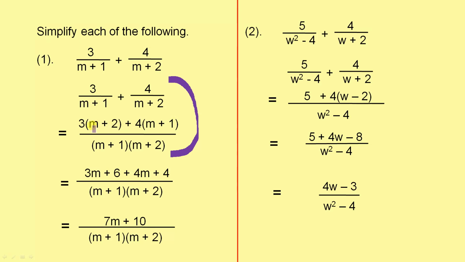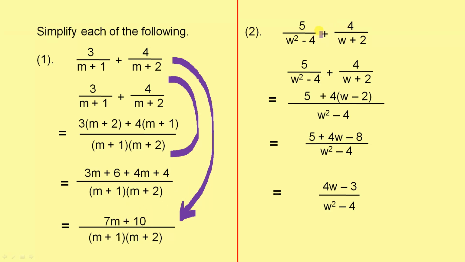So basically that's the answer. However, we expand the numerator and that gives us this line over that one. When we simplify that expression, we get 7m plus 10 over m plus 1 times m plus 2. So we have now simplified that addition of the two algebraic fractions, and that's the answer.